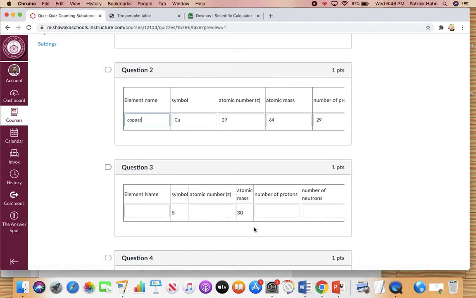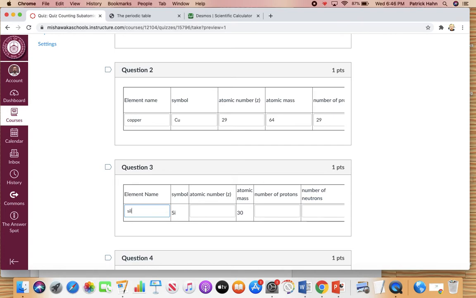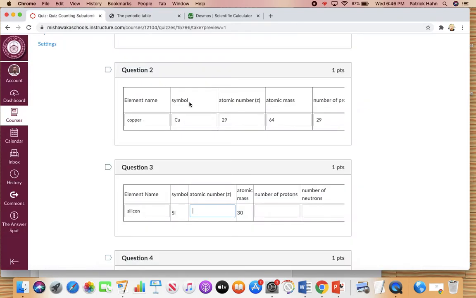The third question here. Symbol is given, the atomic mass is given. The symbol Si is going to be Si right here, silicon. And so the atomic number for silicon is 14.